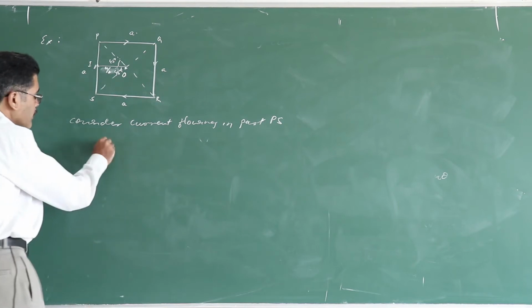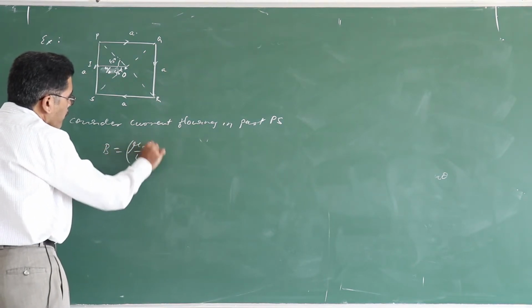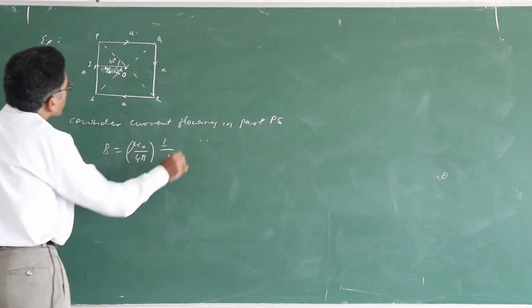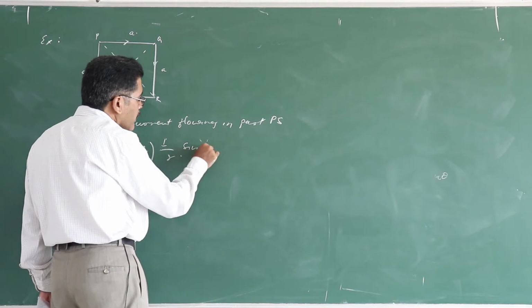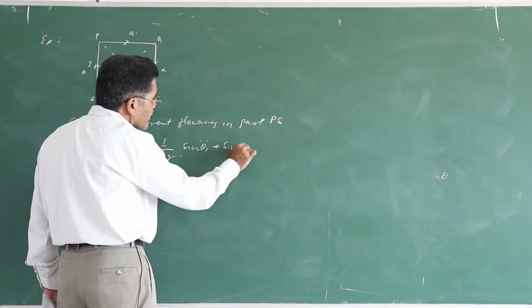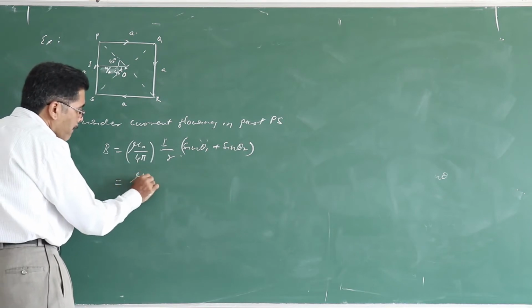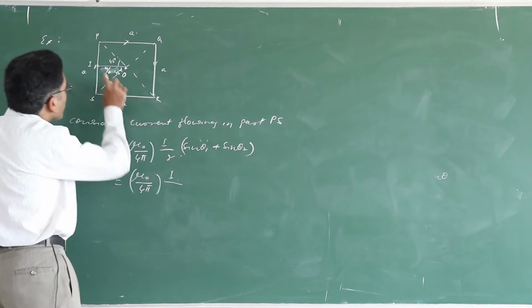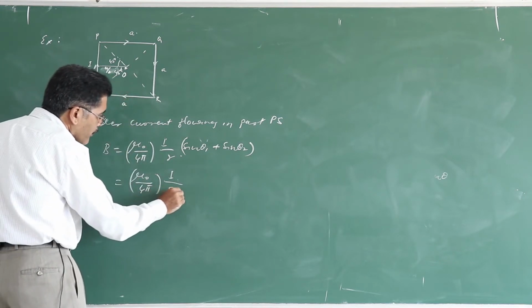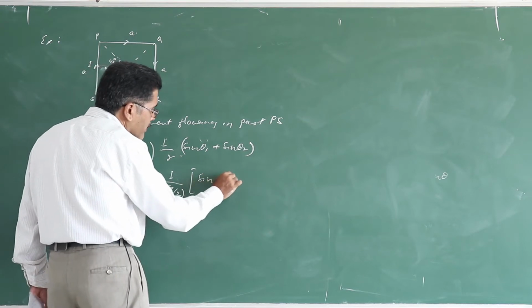You can write B is equal to mu naught by 4 pi I by r. What is the relation? Sin theta 1 plus sin theta 2. You have to use this relation. So mu naught by 4 pi I, in place of r you must write A by 2, sin 45 plus sin 45.